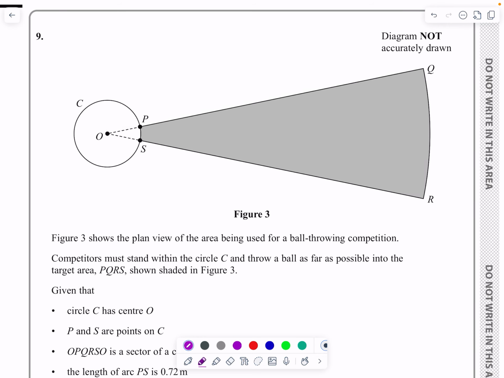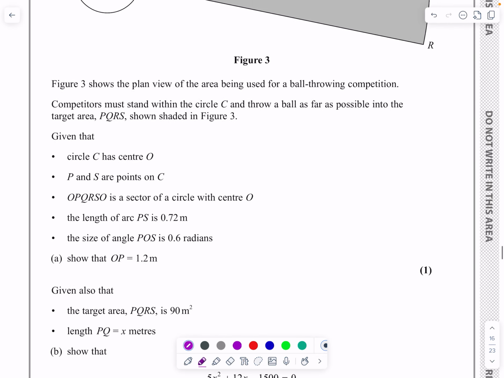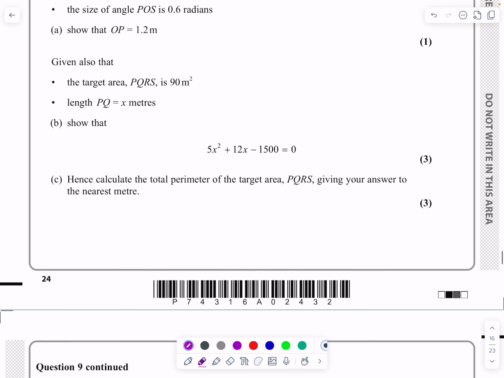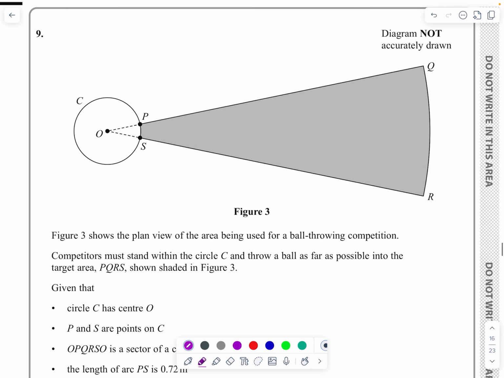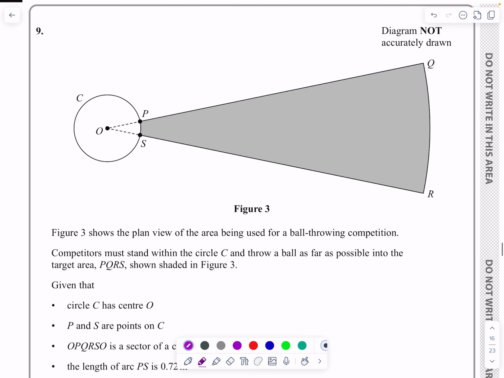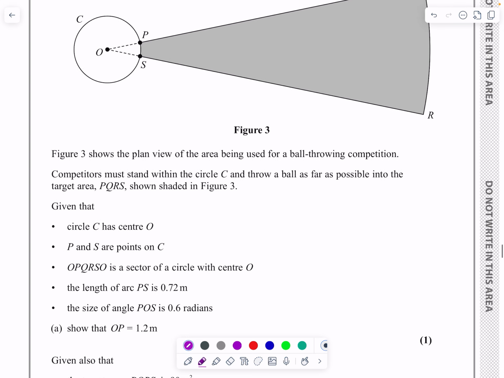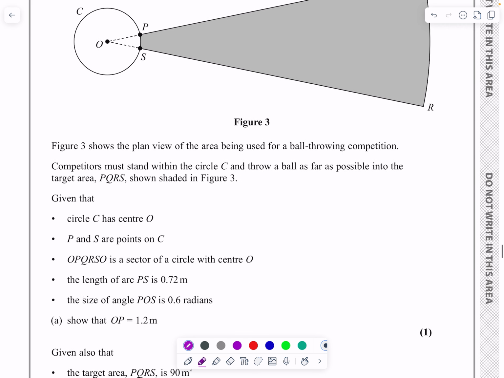Okay, this is the P1 paper from October 2023. This is question number 9, which fills the entire screen here, but let's just have a look at the first part of it. It's a radians question. We're going to be working out the lengths of arcs and areas of sectors, etc. Give you time just to have a quick read through of all of that.